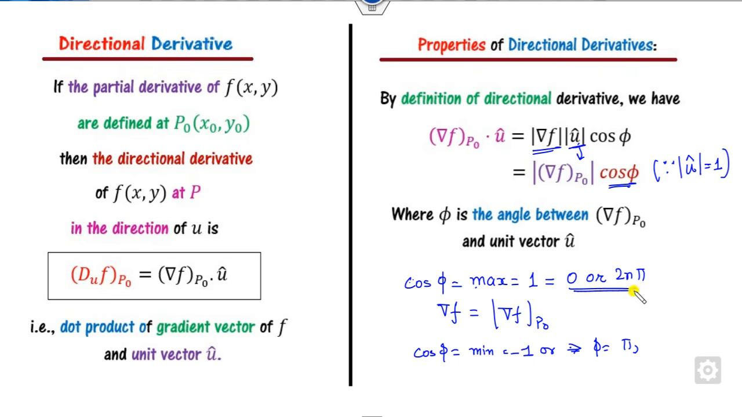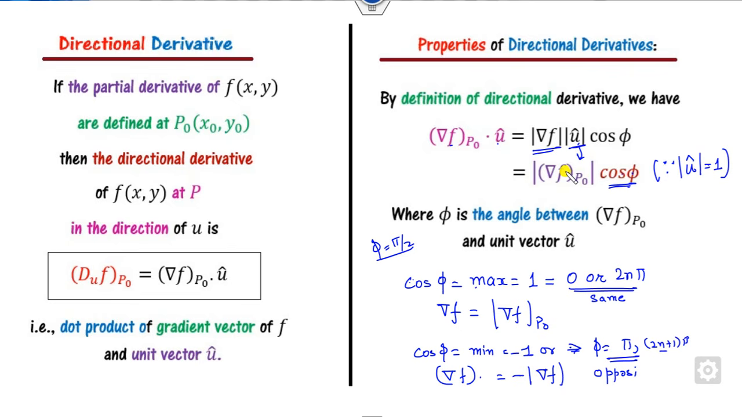So what is the meaning of that? It means the unit vector and the gradient vector are moving in the same direction. What is the meaning of pi or (2n+1) pi? When this is an odd multiple, it means they are moving in the opposite direction. So the directional derivative is nothing but the minus of the gradient magnitude. And what will happen if phi is 90 degrees? Cos phi is 0, so there is no change in the direction of this.